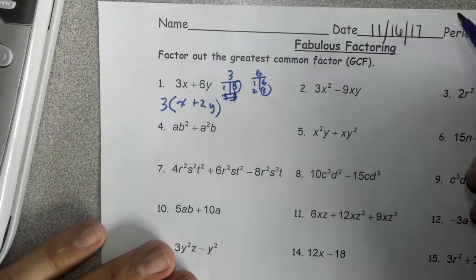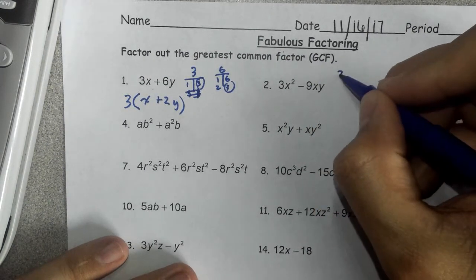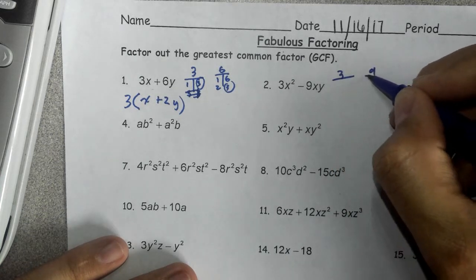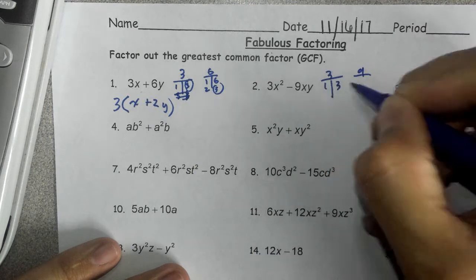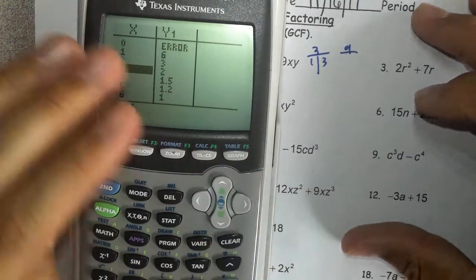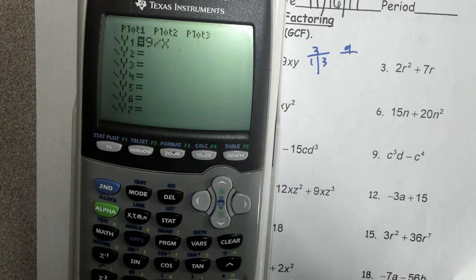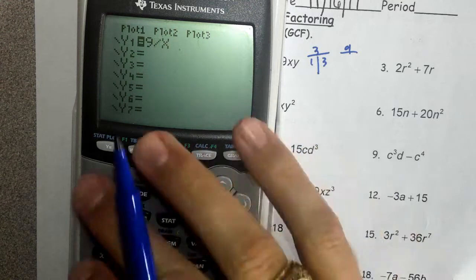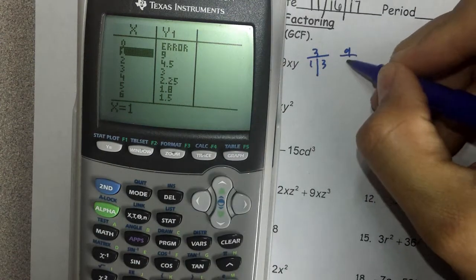Let's look at number 2. Number 2, we have two numbers we need to take the factors of. We have 3 and 9. 3, we can get our factors from over here: 1 and 3. And 9 I plug into my calculator. In my calculator, go to y equals, get rid of that 6 and put a 9. 9 divided by x. Look at the table. Factors are 1 and 9.